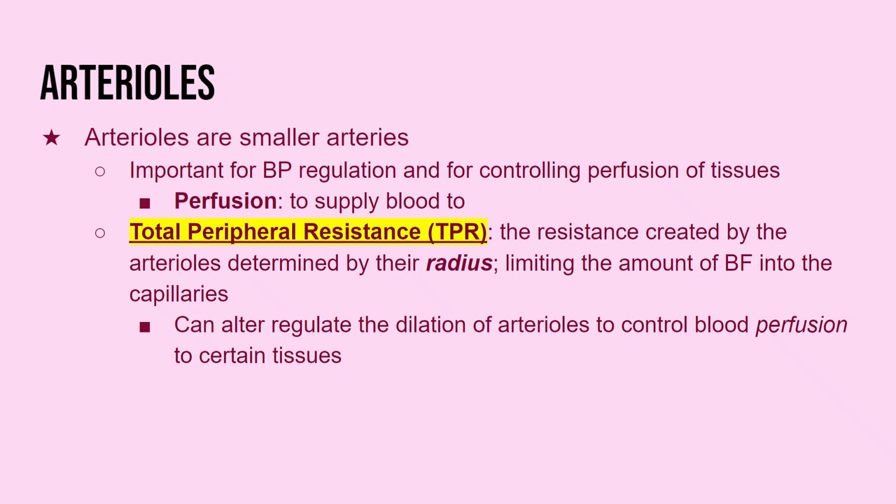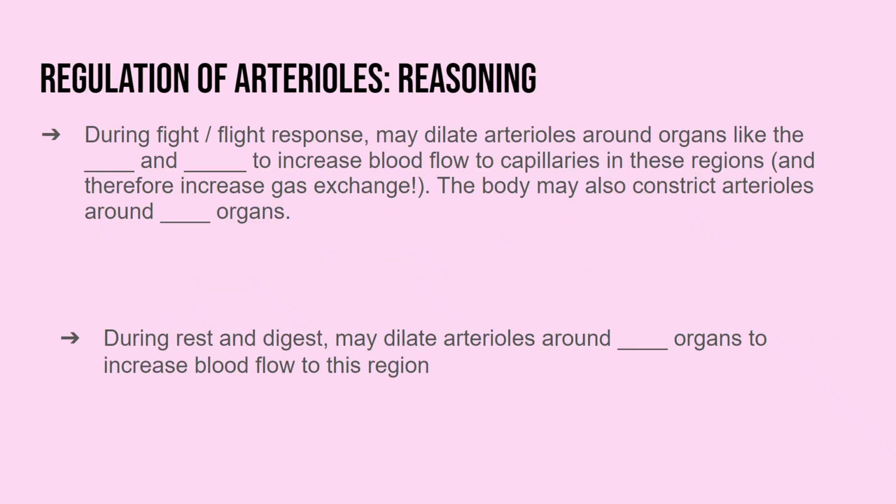Does anyone have any questions at this point? Okay, so I just wanted to think about this a little bit more deeply to see if we can reason through it. During the fight or flight response, the body may dilate arterioles around organs like, what do you guys think? Where might the body want to send more blood? Towards the heart and the brain. Yeah, that works.